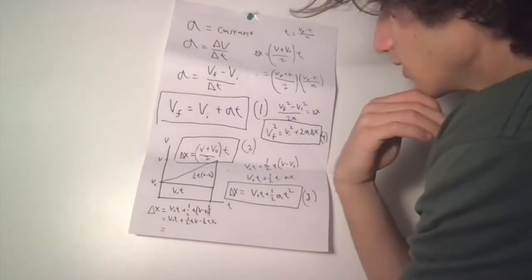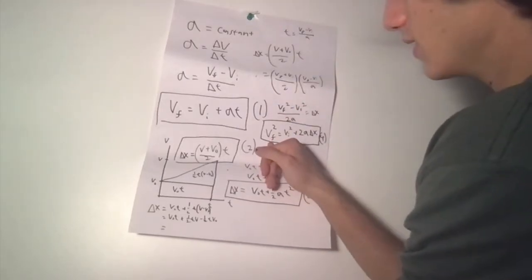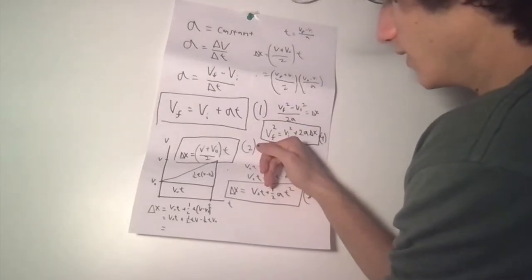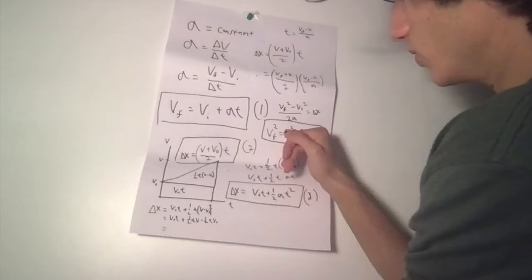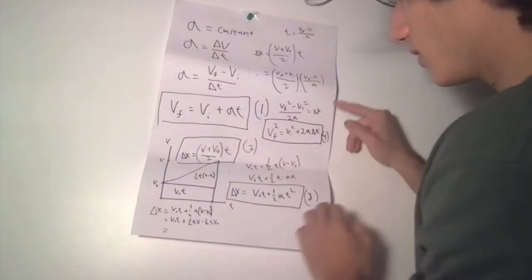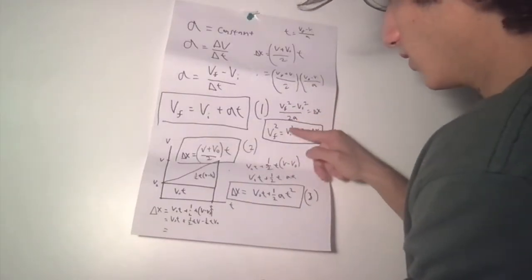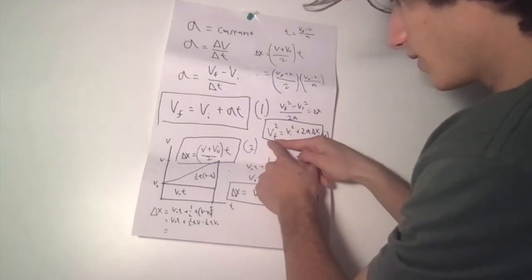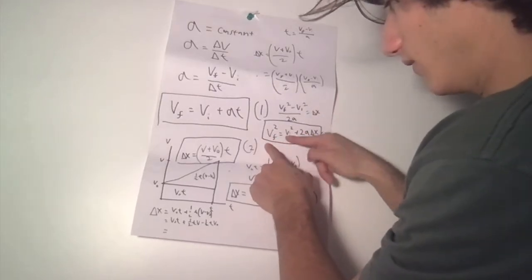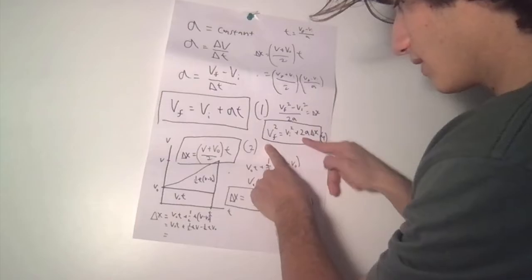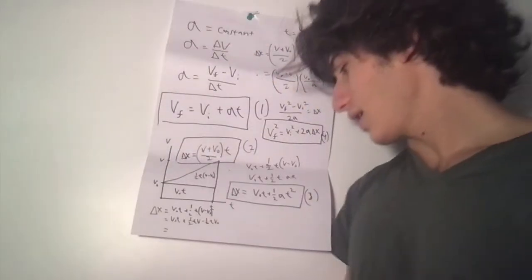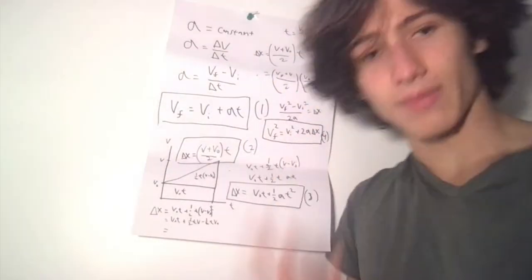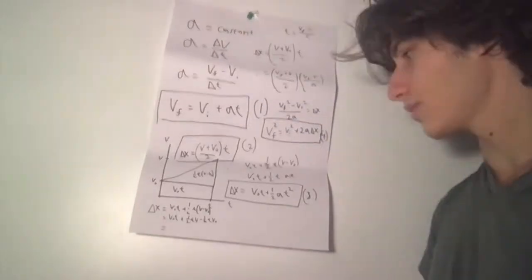And now we should solve for v final, because we want it in terms of v initial, acceleration, and displacement. So we could just rearrange this, and we have v final squared is equal to v initial squared plus 2 times acceleration times displacement. And now we have another kinematic equation. All right, beautiful. One more to go.